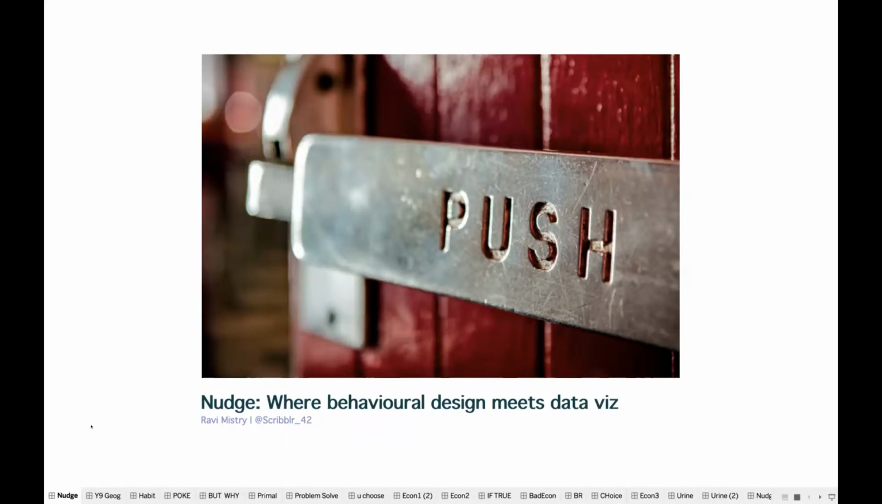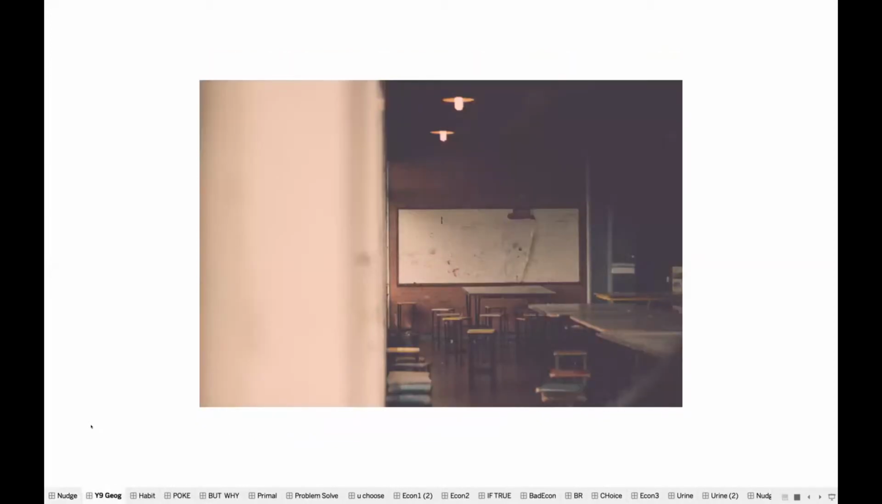So I'm going to talk to you today about Nudge, where behavioral design meets data viz. I remember when I was in high school, a lot of my lessons had seating plans. At the start of the year, you're given a seating plan, and typically this was alphabetical order or boy, girl, depending on how your class teacher worked this out. However, I remember year 9 geography, where on the first day of the year, the teacher says, actually, everyone, you can sit where you want. So obviously you go and sit with your friends.